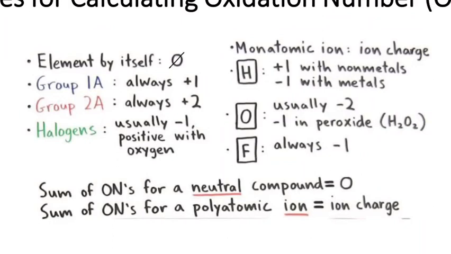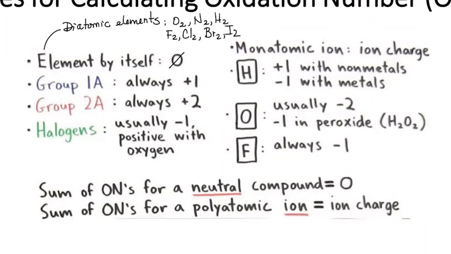Okay? Now, there are elements that are diatomic. A diatomic element is an element that is found in nature with itself. So diatomic elements, which are also known as molecular elements, like O2, N2, H2, F2, Cl2, Br2, I2, also have an oxidation number of 0. Okay? So we cannot forget about the group number.